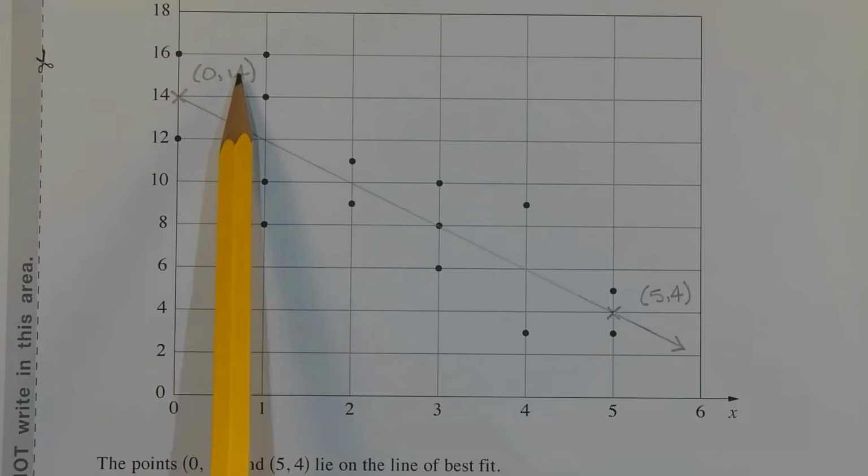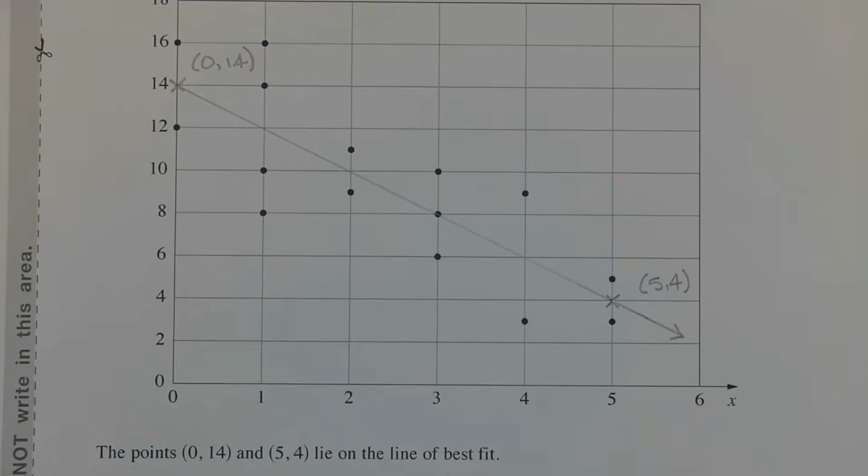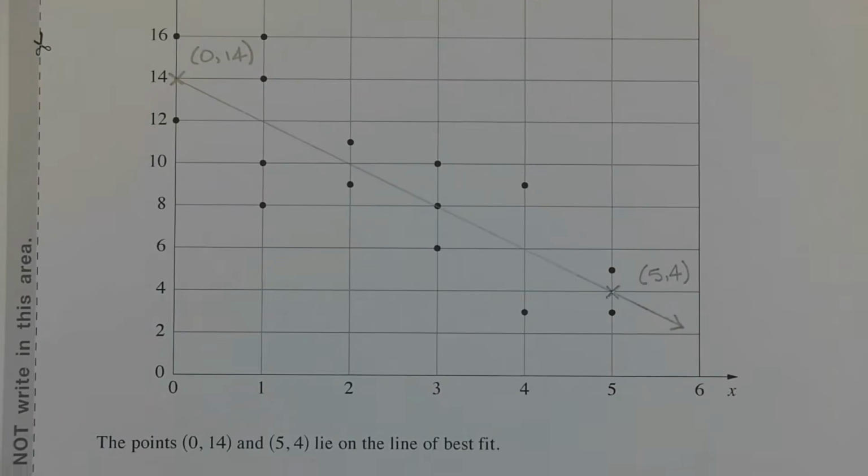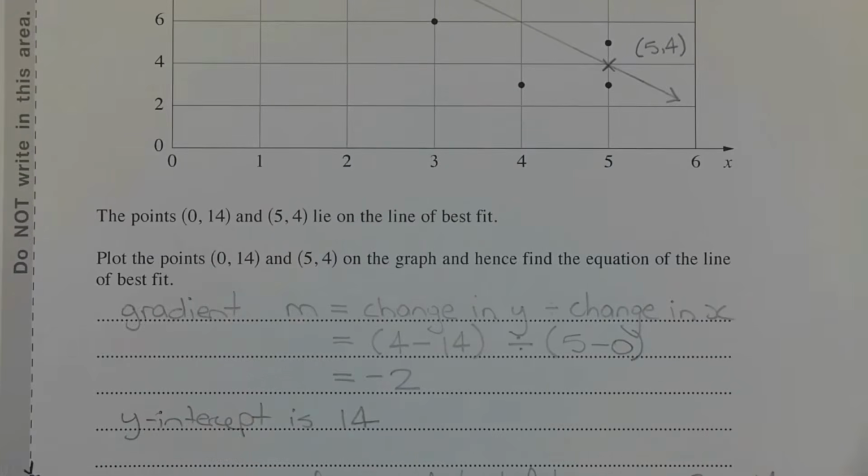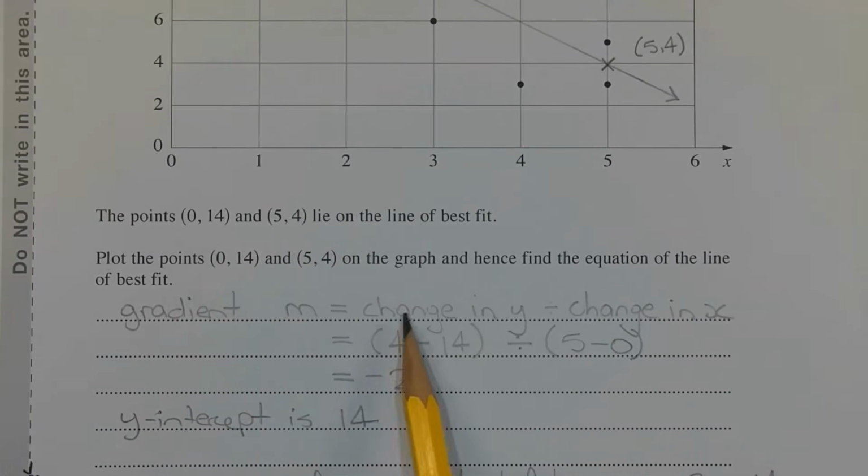That's the second coordinate, so the 14 and the 4. Think of it this way. We're starting at level 14, going down to level 4, which means we've gone down 10 levels. And looking at the change in x, that's the first coordinate, starting at 0, going across to 5, we've traveled 5 units across.